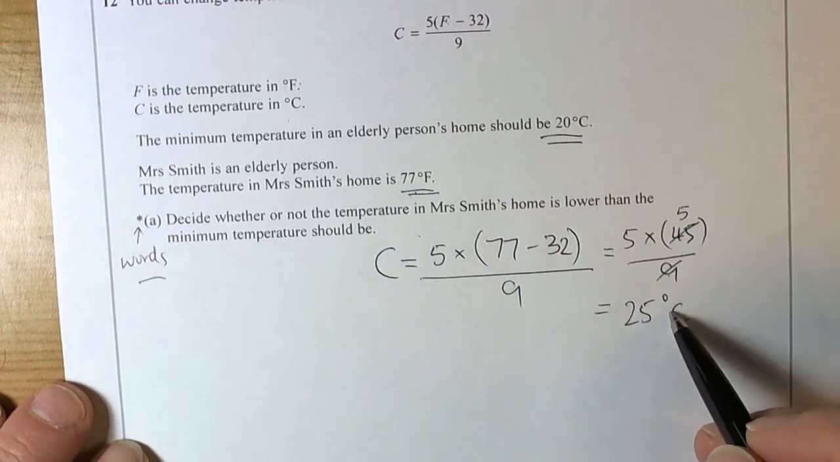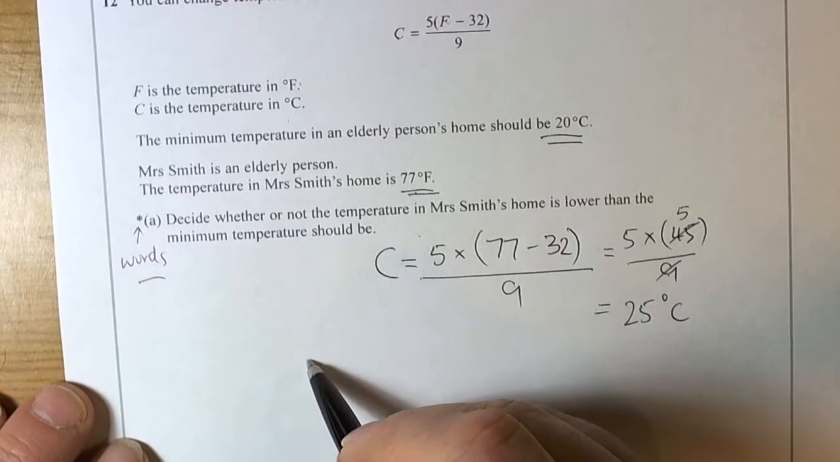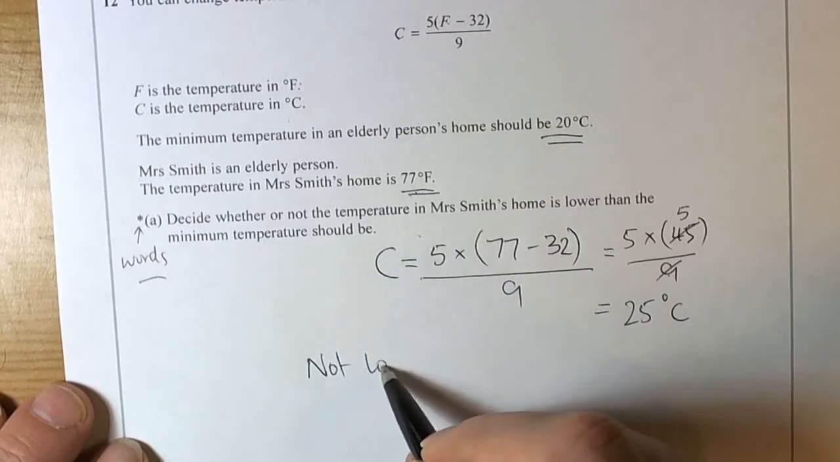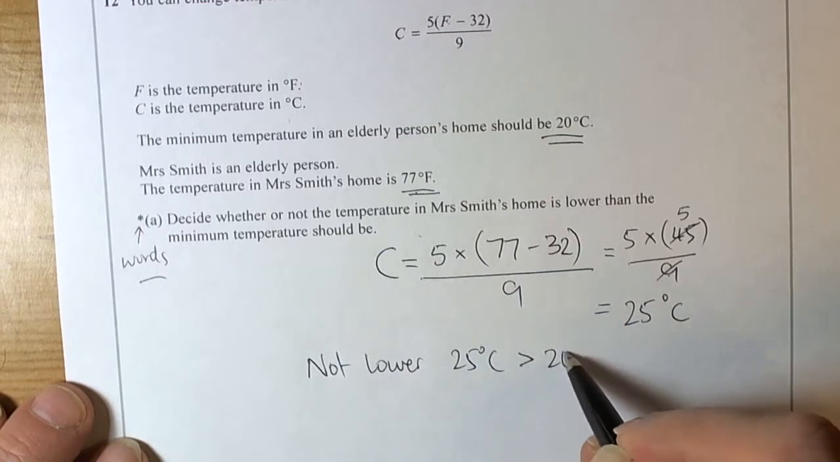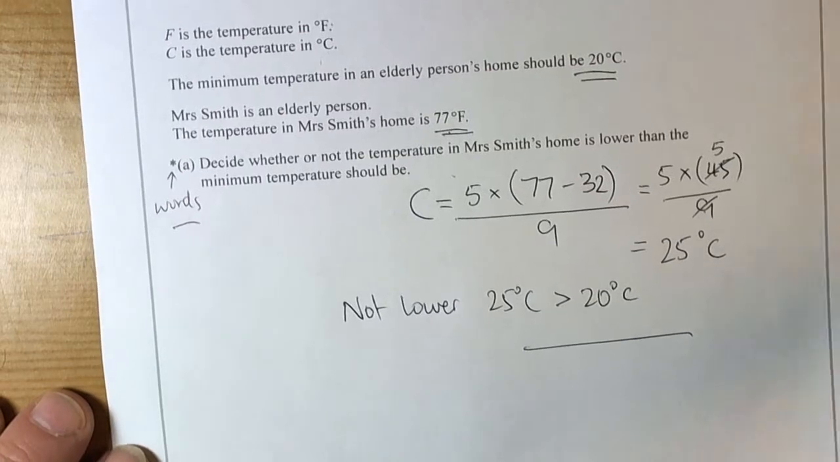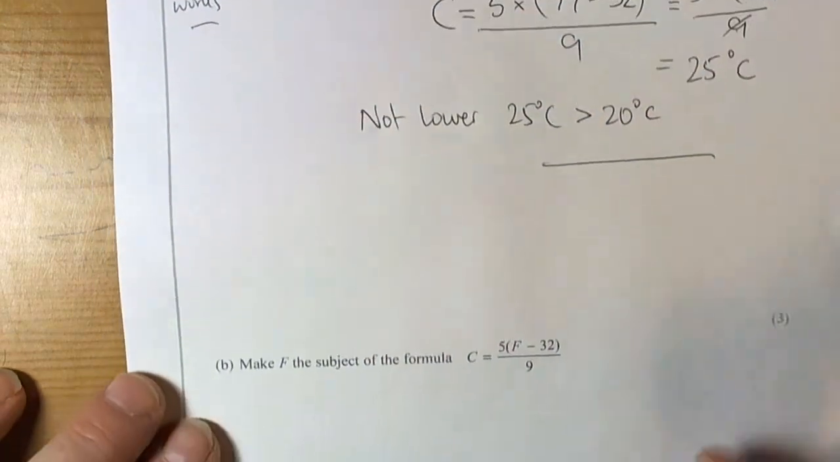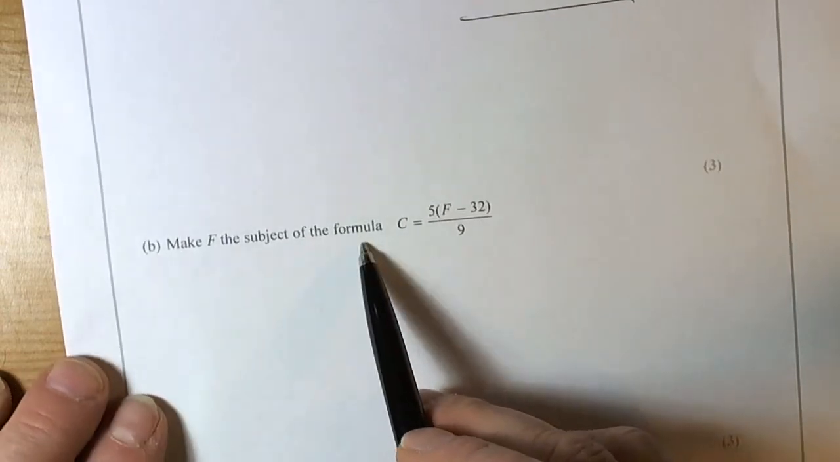So 25 degrees C. So decide whether or not the temperature is lower. So it's not. So not lower. 25 degrees C is greater than 20 degrees C. So we can see that the temperature was okay for 77 Fahrenheit. The question then goes on and asks you to make F the subject of the formula.